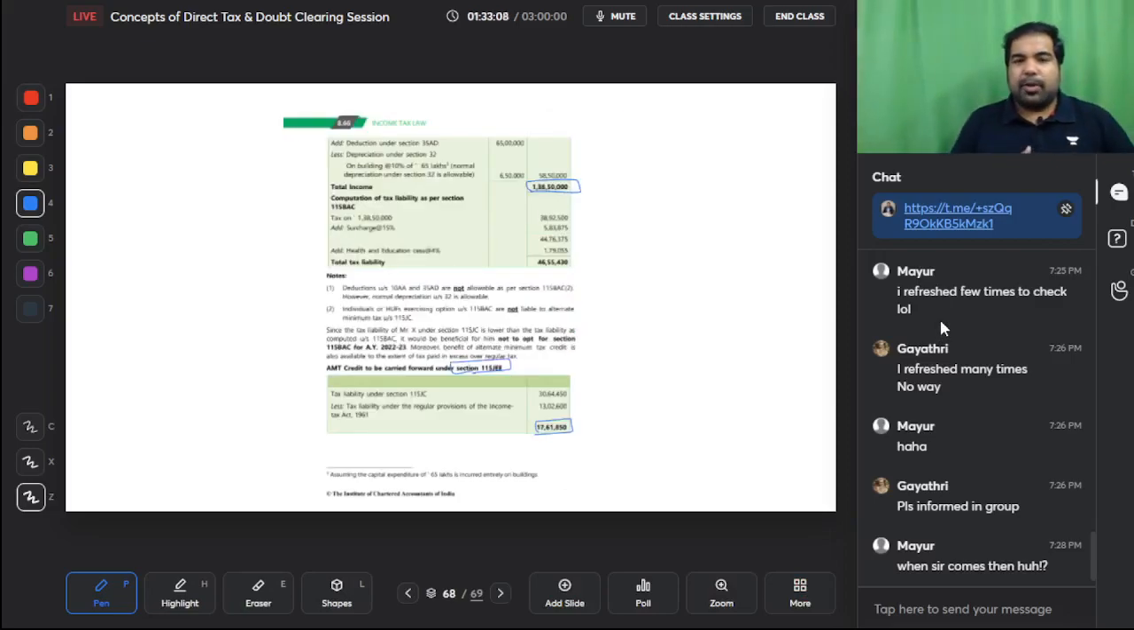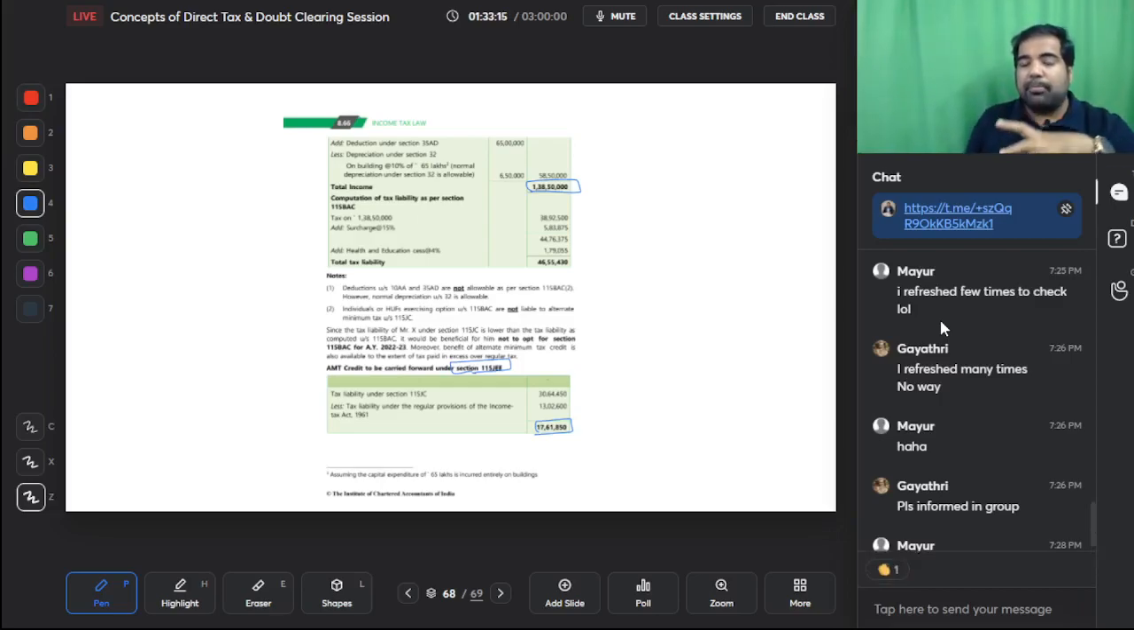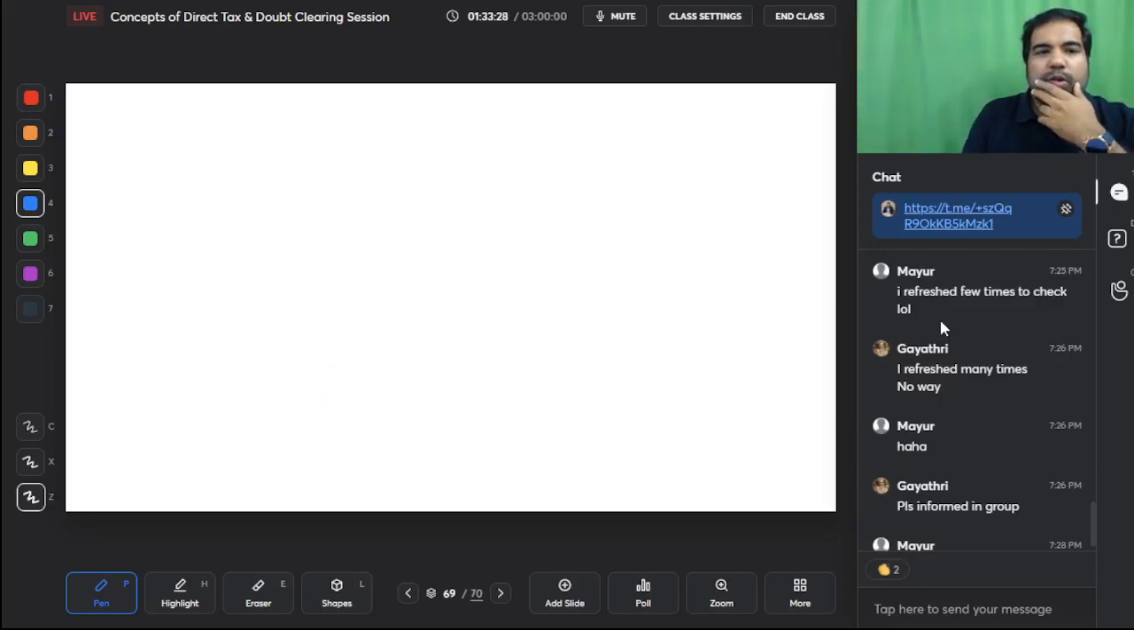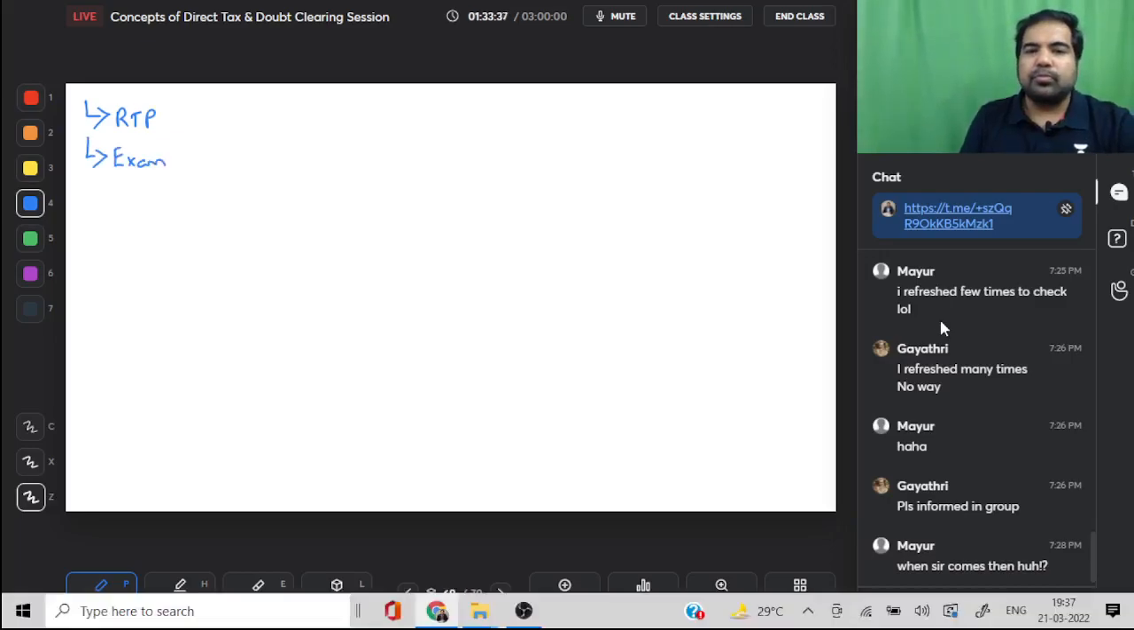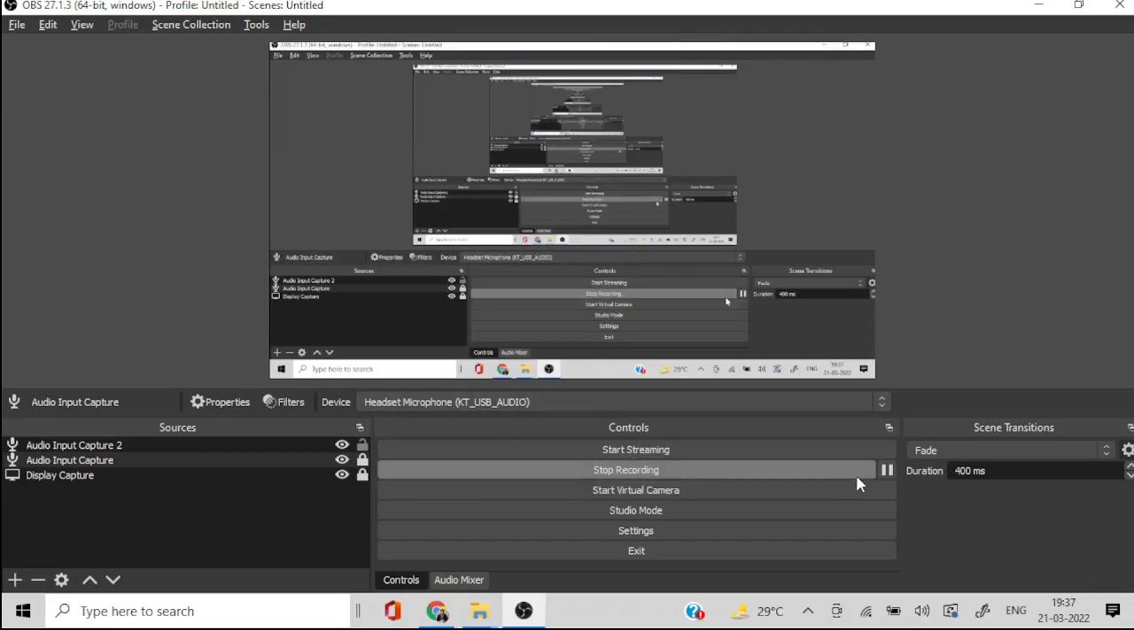Perfect. Guys, we've completed all the 11 sums of computation of income, which is a Herculean or a big task because these are all big unique questions. And now we are left with the paper questions and with the RTP. So we can do whatever we want. I basically want to cover the following things. So I want to cover the RTP. I want to cover the examination questions. That I want to cover. Just one second.